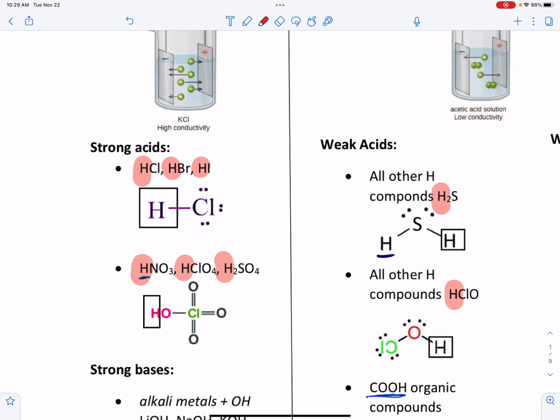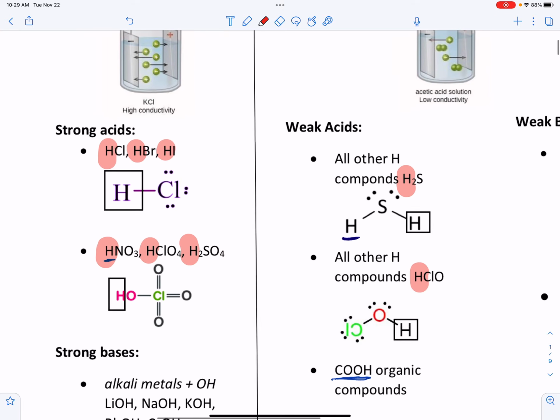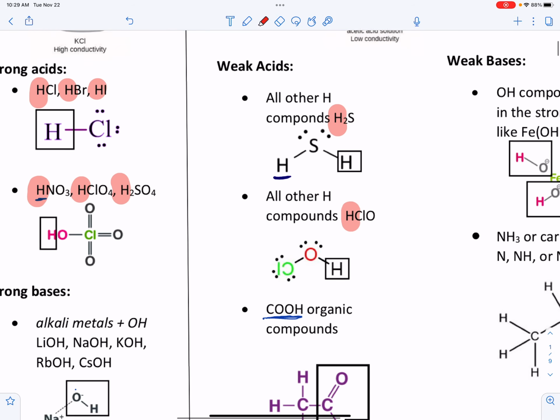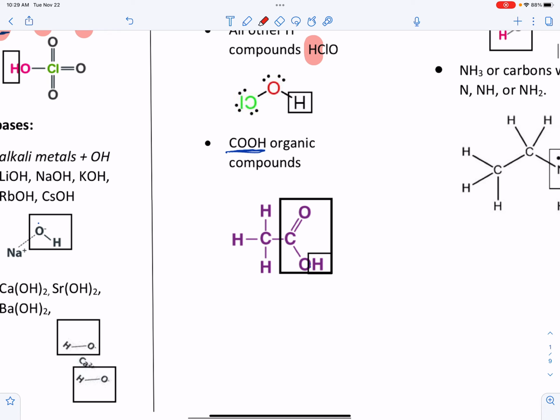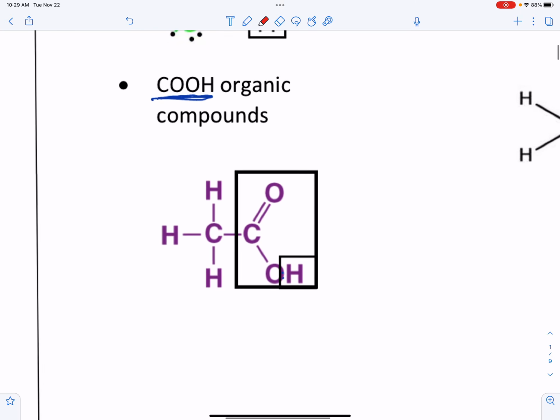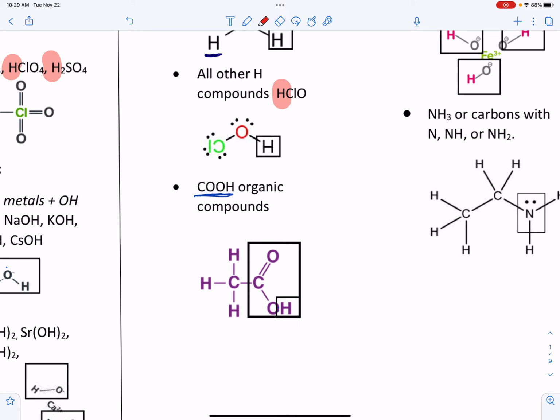And there's other stuff that falls afterwards, and that's okay. If you look over here, there is the COOH, and we also talked about that one. That's a special kind of organic compound, but we will use it a lot this semester. You'll learn more about it in organic chemistry if you take it.